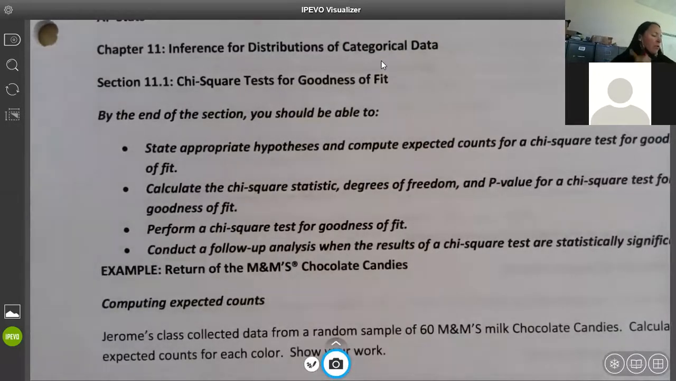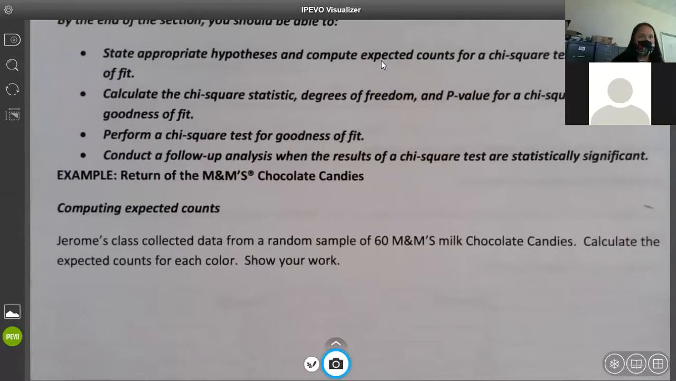All right, so 11.1, chi-square test for goodness of fit. Some people call it chi-squares. I just say chi. It's whatever you want to. I don't care. All right.